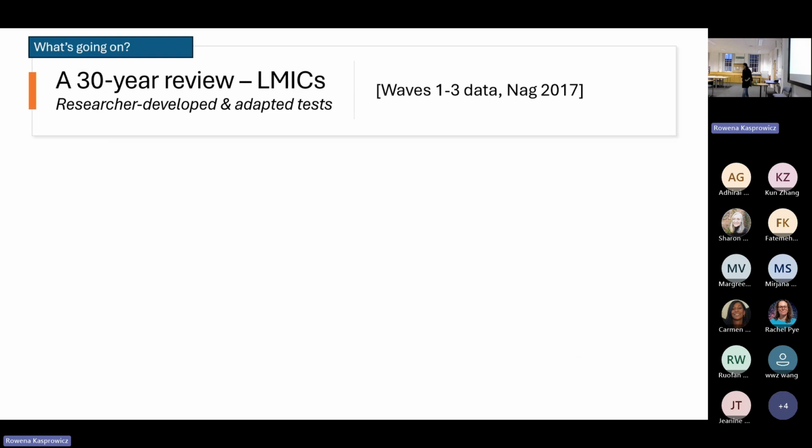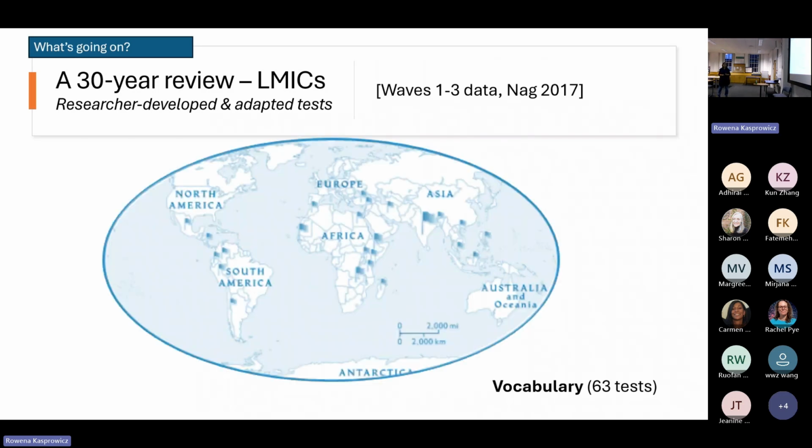So to start off with what's going on, we've been running a review of high quality work coming out of low and middle income countries. It's a 30-year review. I'm going to present data from the first 3 waves, which was about 20 years of the review work. So if you take vocabulary assessments, these are all from studies that have been judged to be of high quality in terms of rigor of research. We are now looking at the measures they've used. The studies come from quite a few countries, around 25, and there are 63 tests in this mix.